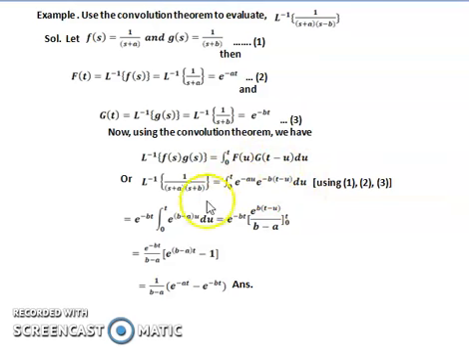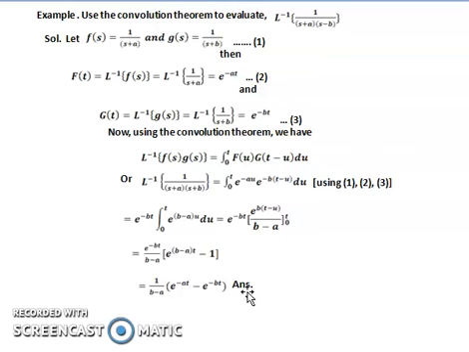Now simplifying this part, e to the power minus bt outside, integration from 0 to t, e to the power (b minus a)u du. Now the integration of this part is e to the power (b minus a)u divided by b minus a, and the limit is 0 to t. On putting the limit, it becomes e to the power minus bt divided by b minus a of (e to the power (b minus a)t minus 1), because when we put the limit 0, it becomes 1. So multiplying this part, e to the power minus bt in, it becomes 1 by b minus a of (e to the power minus at minus e to the power minus bt).